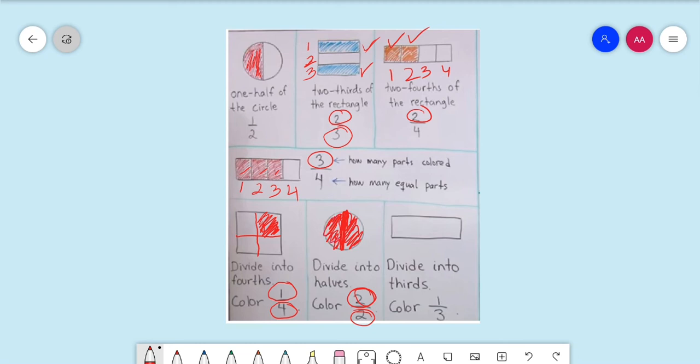The last one we've been asked to divide into thirds. So the total is 3, and we have to color 1 out of 3. So let's divide into 3: 1, 2 and 3, and we will color 1. This represents 1/3.